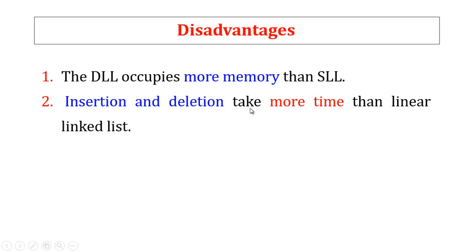And insertion and deletion take more time than a linear list. Insertion is nothing but inserting a node at first, last and middle. Deletion is deleting a node at first, last and middle. Okay, it takes more time than linear. Linear is the singly linked list. It takes more time because they have two fields. We are going to disconnect and then connect. It takes much more time to execute a certain program. These are the drawbacks present in the doubly linked list.